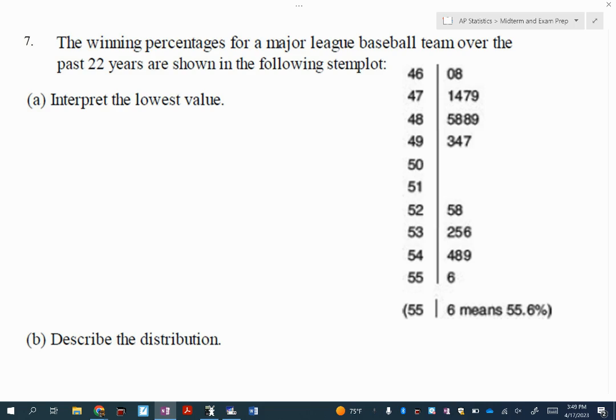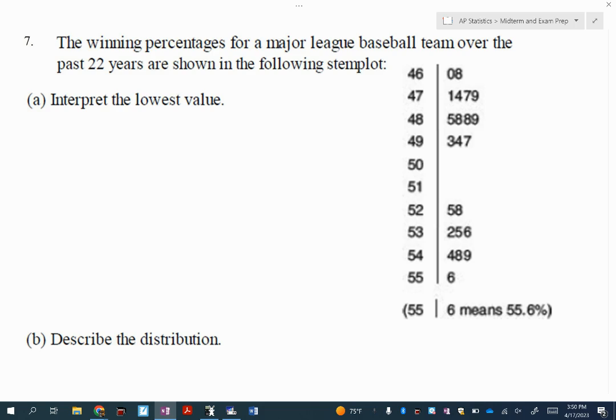Number 7. The winning percentage for a Major League Baseball team over the past 22 years are shown in the following step plot. Do you guys see how to read it? All right, so 55 and then the bar, then 6 means 55.6%. For their winning percentage. You guys know what it means for a winning percentage? Yes, you take the number of games played, how many you won, divide them, that's your percentage. So if you have a 60% winning percentage, you're winning 60% of the games you play. That's really good in any sport. Yeah, 6 out of 10, right? So again, if you're over 500, that's over a 50% winning percentage. That's good, okay? All right, so here we go.